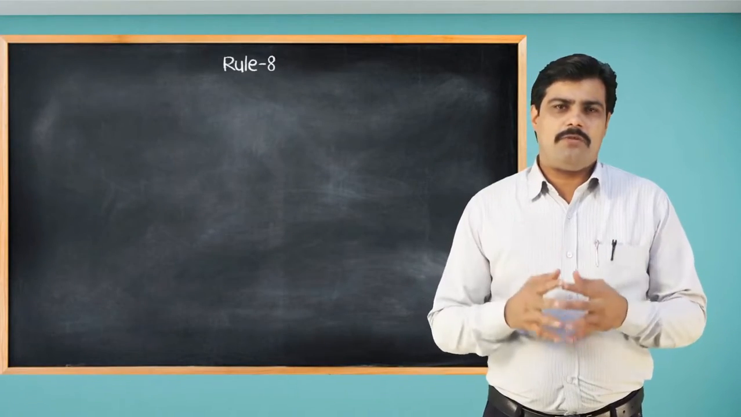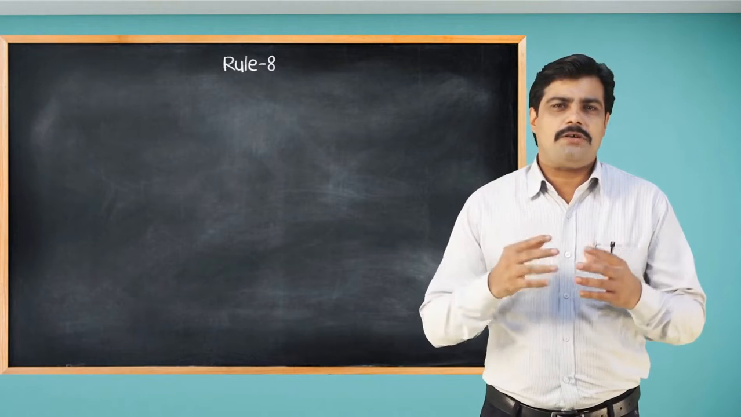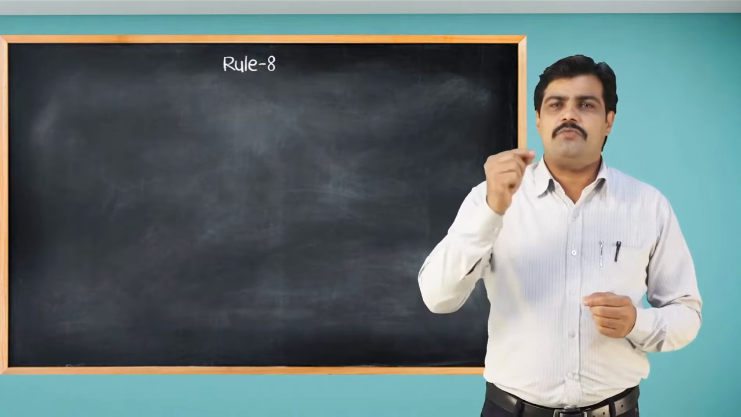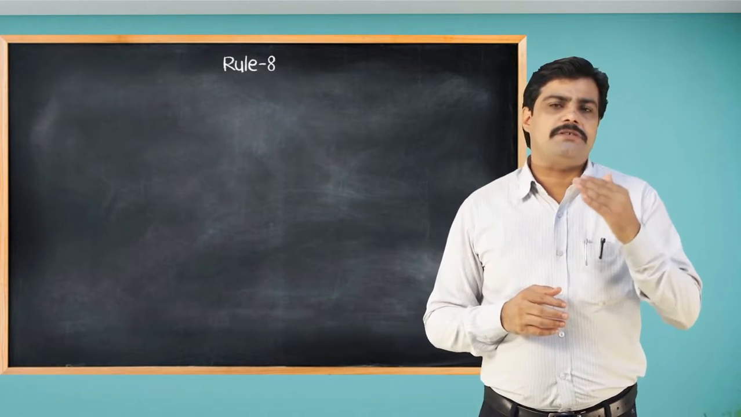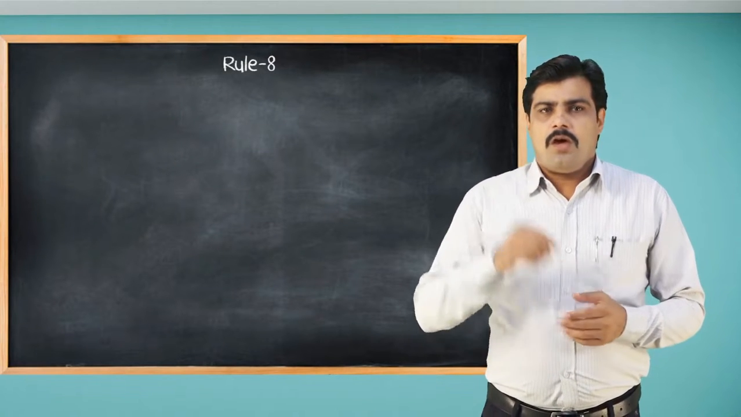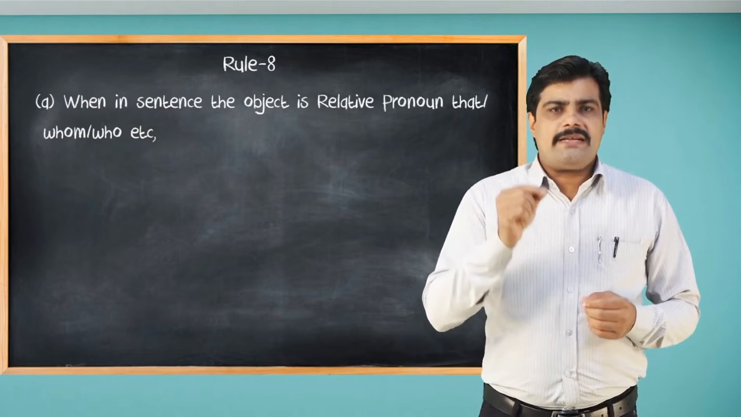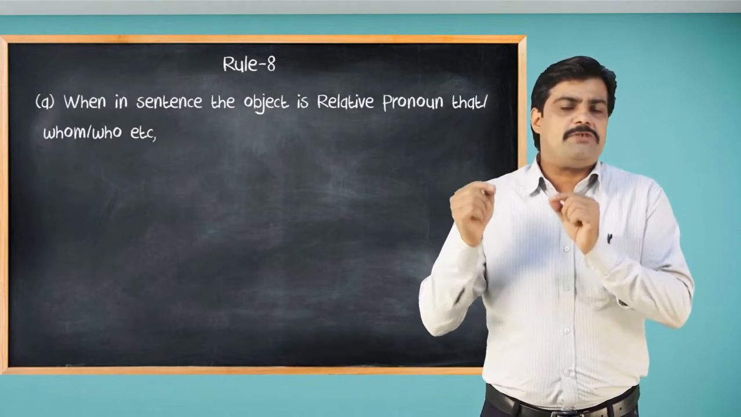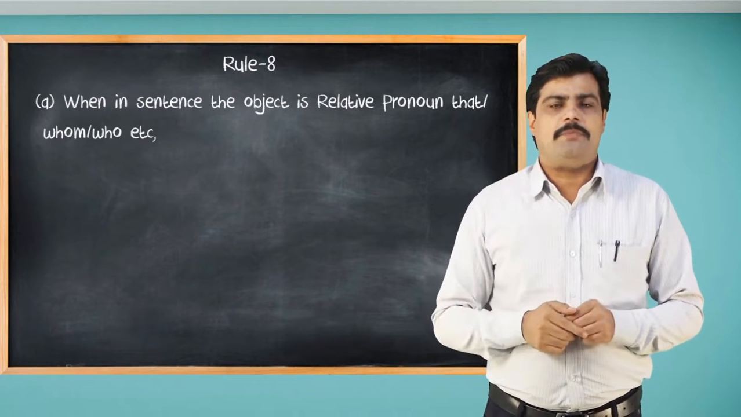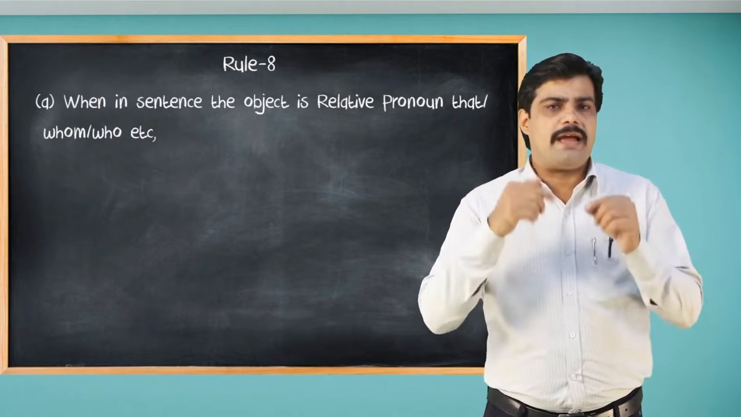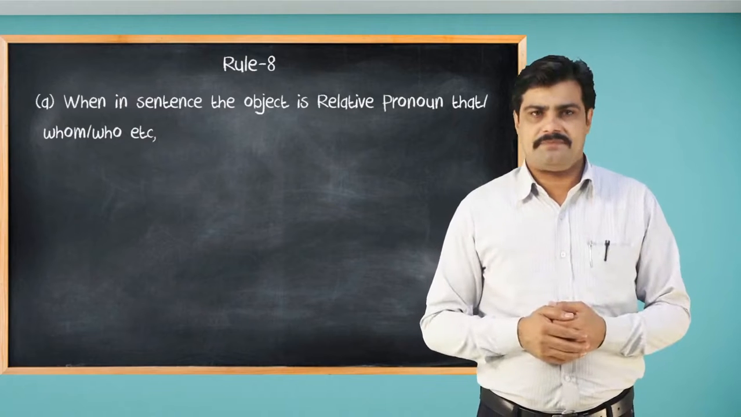Now let's see rule number 8. It is not a good practice to end a sentence with a preposition. However, there are 3 exceptions to this rule. 1. When in a sentence the object is a relative pronoun like that, whom, who, etc., the preposition can be used at the end of the sentence.